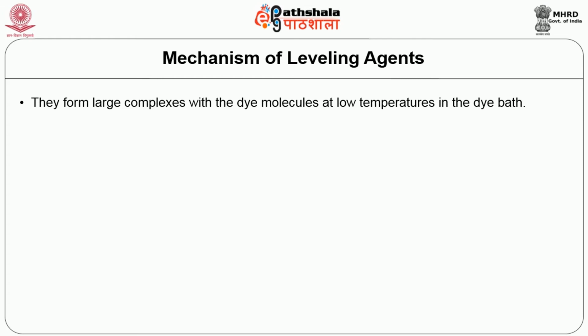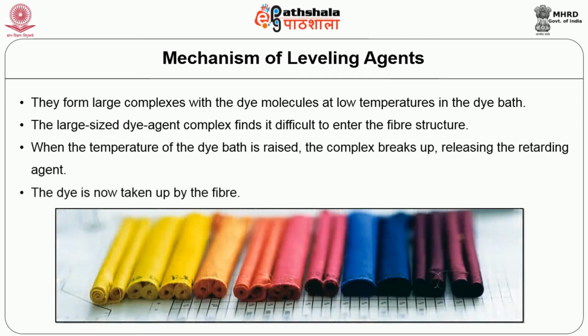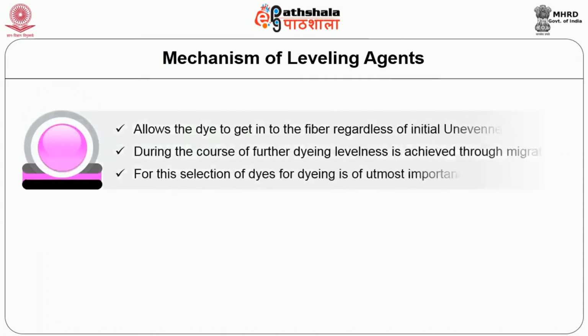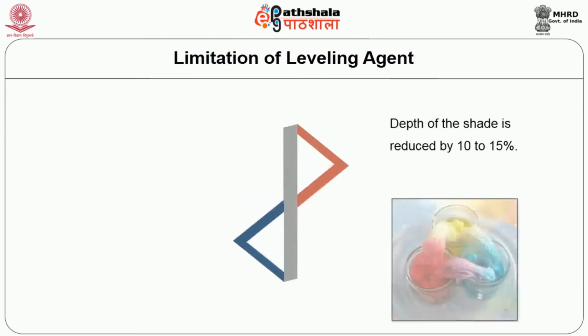They form large complexes with the dye molecules at low temperatures in the dye bath. The large size dye-agent complex finds it difficult to enter the fiber structure. When the temperature of the dye bath is raised, the complex breaks up, releasing the retarding agent. The dye is now taken up by the fiber. Leveling agent first allows the dye to get into the fiber regardless of initial unevenness. During the course of further dyeing, levelness is achieved through migration. For this, selection of dyes for dyeing is of utmost importance, as it controls or retards the rate of dyeing throughout the dyeing cycle. Sometimes the leveling agent acts in both ways.